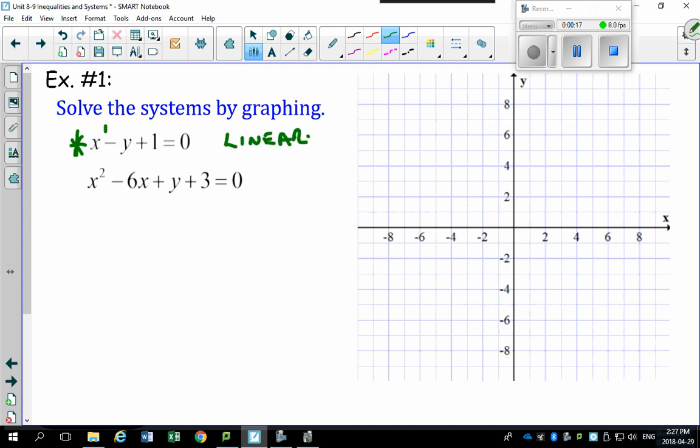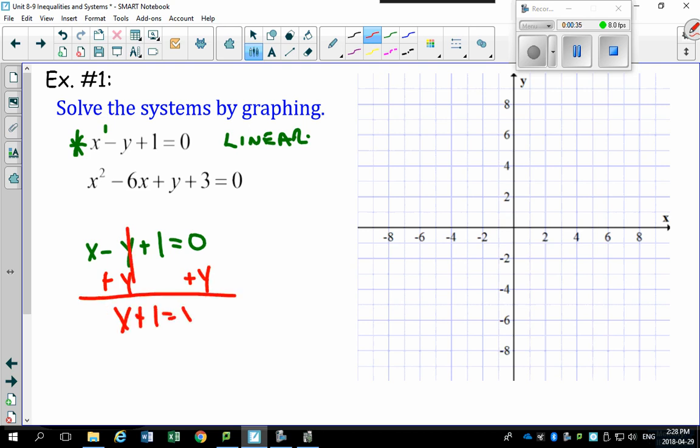So what I'm going to do is rearrange this so I can graph it easily. All right, so x minus y plus 1 equals 0. I like it in y equals mx plus b form. The cool thing that I could do here is just add a y to both sides. Check this out. That cancels this, leaving me x plus 1 equals y. There's your y equals mx plus b.